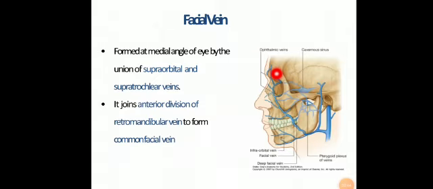This is the facial vein. The facial vein is formed by two veins at the angle of the eye, known as the supraorbital and supratrochlear veins. The supraorbital and supratrochlear veins join each other to form the facial vein. This facial vein joins the anterior division of the retromandibular vein to form the common facial vein that terminates into the internal jugular vein.